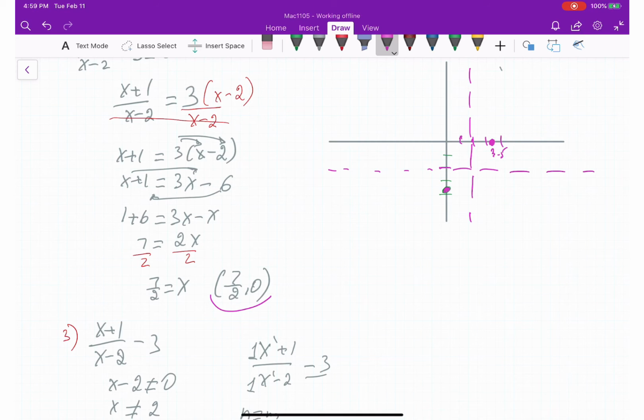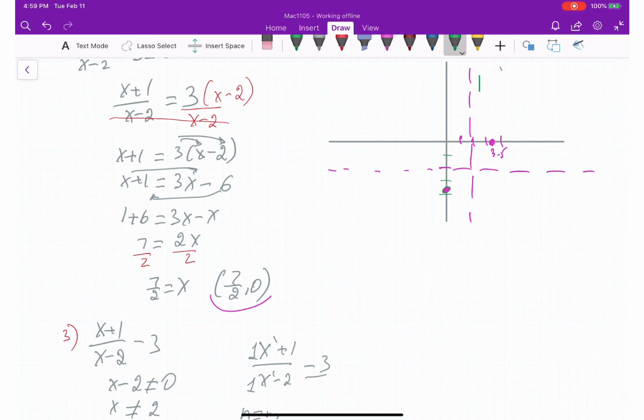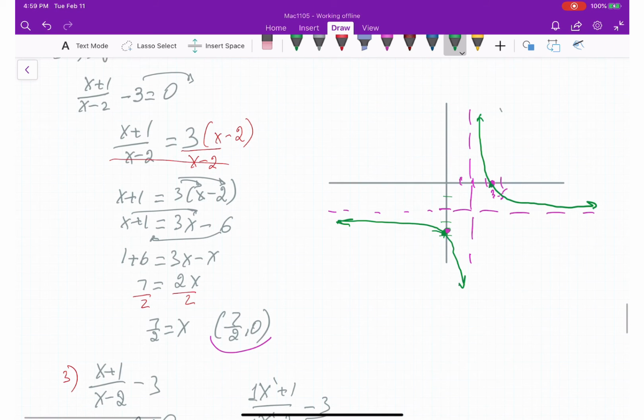Okay, and this is how our graph is going to look. The graph is going to go like this, crossing this intercept. And at this point also crossing this intercept. See, it crosses the intercept here. Okay, so this graph is x plus 1 over x minus 2, minus 3.